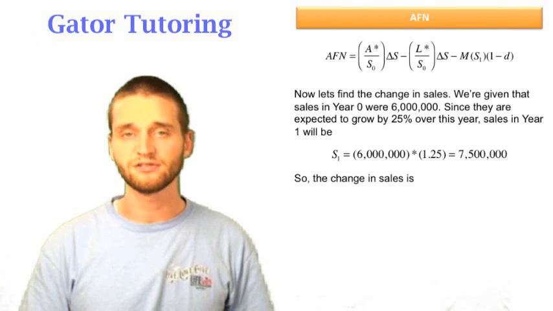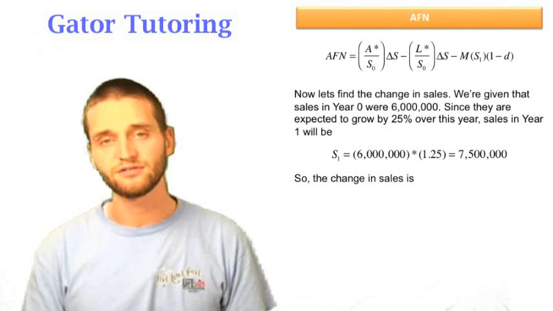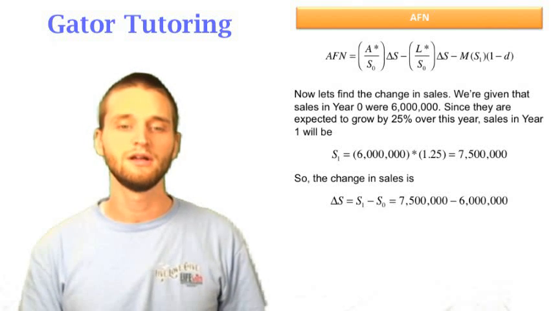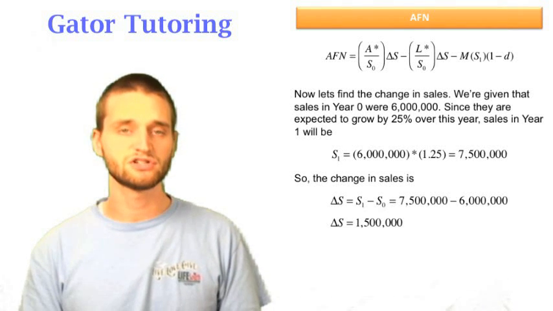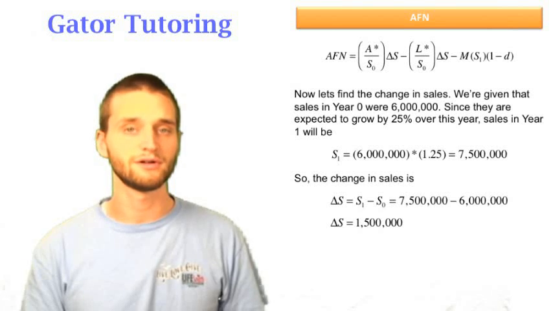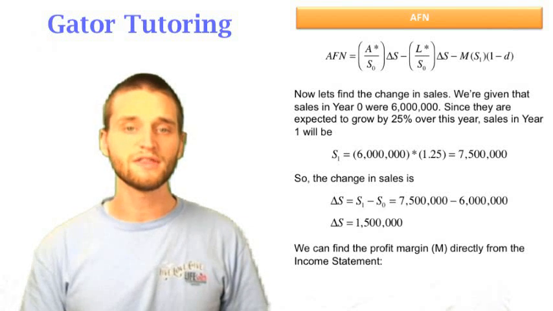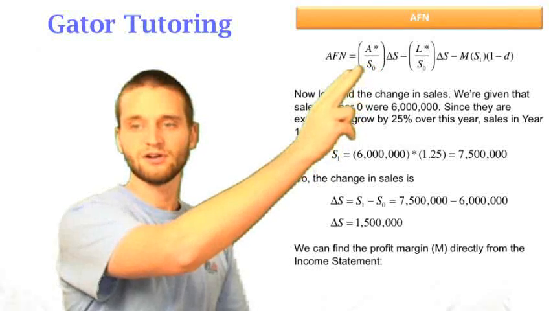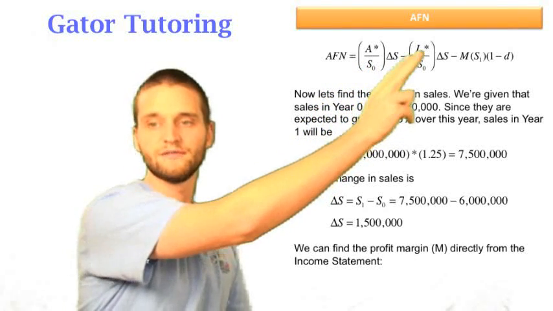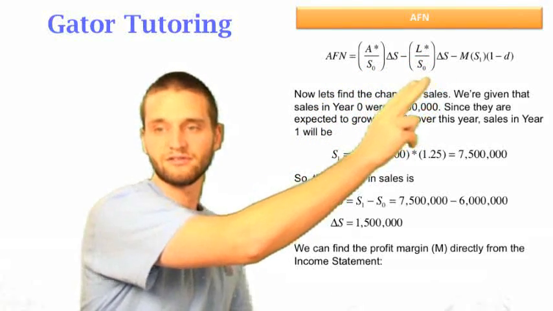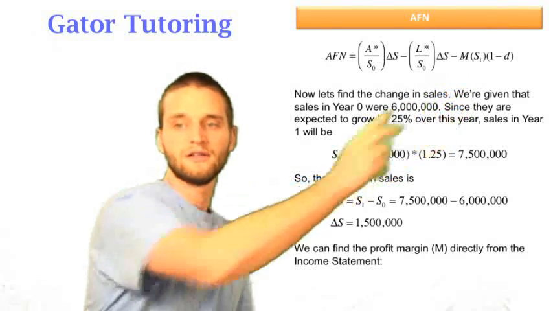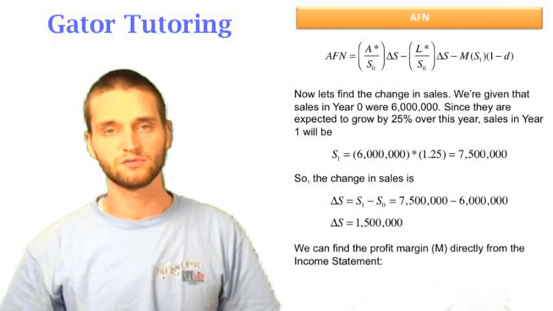So the change in sales is just the sales in year 1 minus the sales in year 0, which is just the $7.5 million minus the $6 million, and that gives us a delta S, change in sales, equal to $1.5 million worth. So we can find the profit margin now. We're just moving along this equation. We have A star, S0, delta S. We have L star, we have delta S and S0. And now we're here. We're trying to look for the profit margin. We have S1 and then the dividend payout ratio as well.